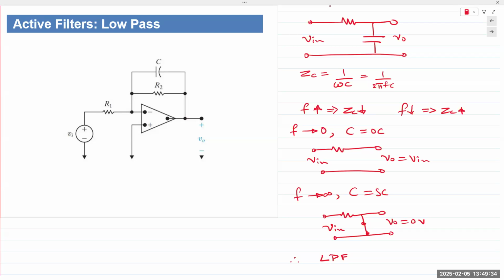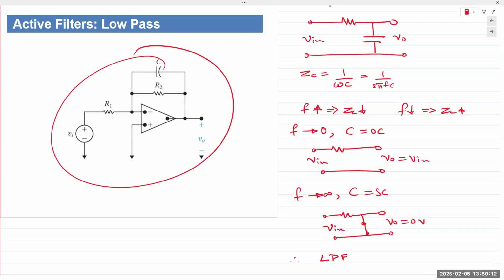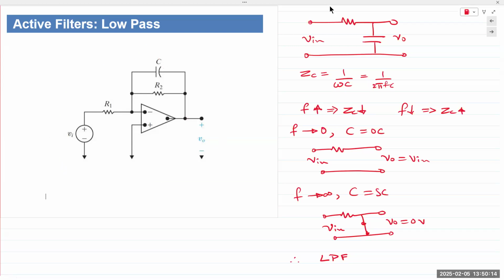The filter circuit that you're seeing on the right is a passive configuration. It's only passive components. We are not performing any amplification of the input signal. Hence, it is known as a passive filter. If we take the same filter circuit and connect it to an op-amp, we can provide a gain or an amplification to our input signal at our desired frequency. And hence, it is known as an active filter. And this is an active low-pass filter.